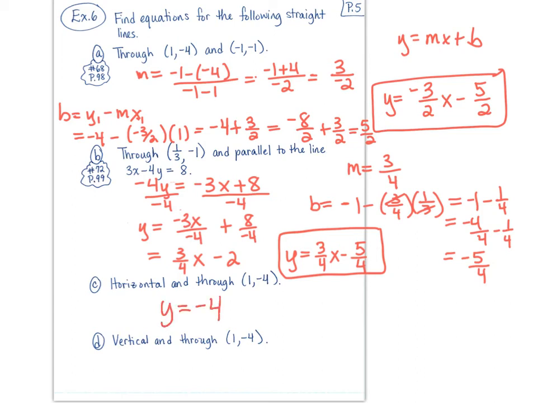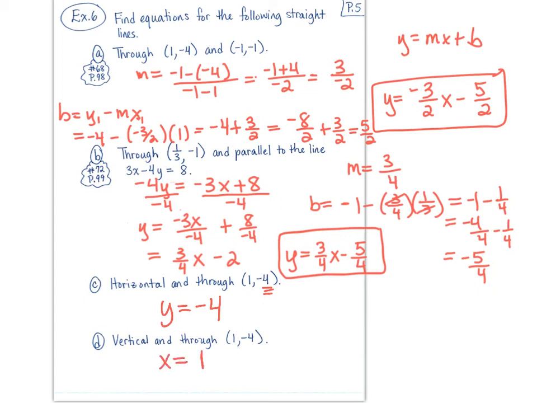Very good. Remember, your horizontal lines always have the form y equals a number, right? y has to be equal to the y value from your ordered pair that's given to you. Okay? Very good. For part D, you want the equation of the vertical line that goes through the point 1, negative 4. What would that be? x equals 1. Very good.